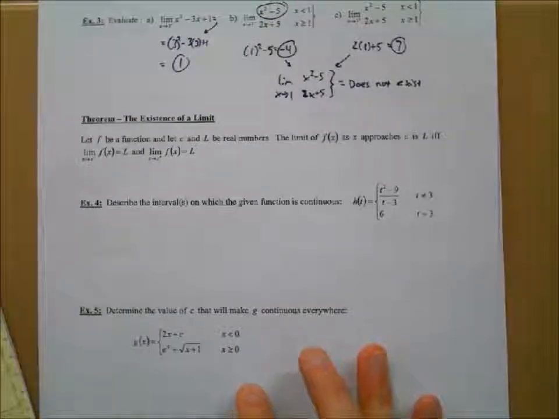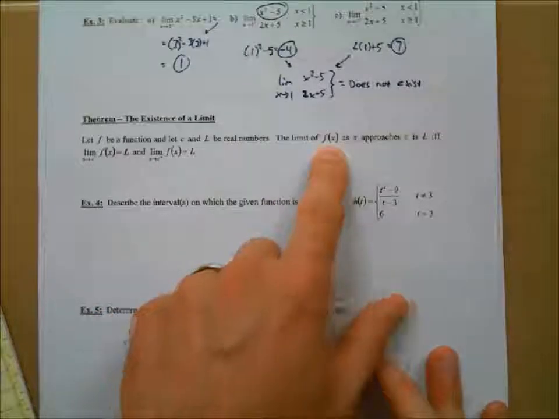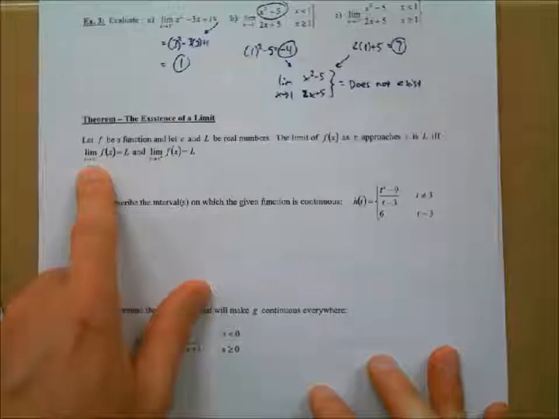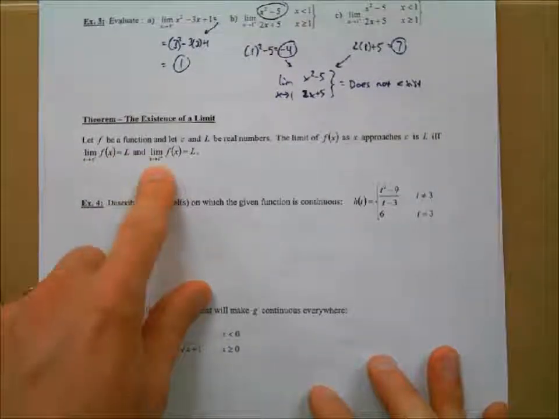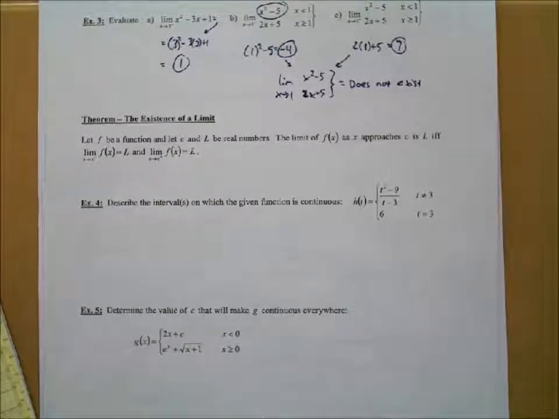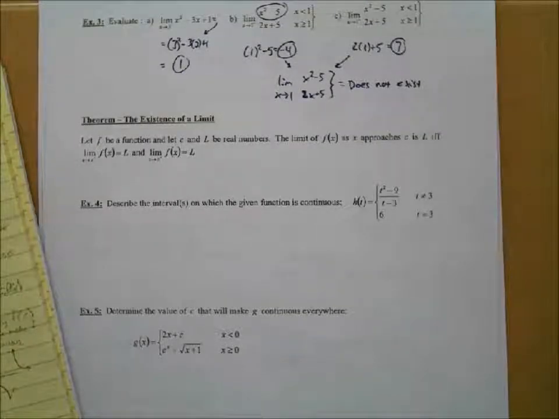As we go on to this, we're talking about the existence of a limit. Let f be a function, and let c and L be real numbers. The limit of f of x as x approaches c is L if and only if the limit as x approaches c from the left of f of x is L, and the limit as x approaches c from the right of f of x is L. In easier terms, the limit from the left must approach that value L, and the limit from the right must approach L. So from the left and from the right, you have to be in agreement on what you're approaching.